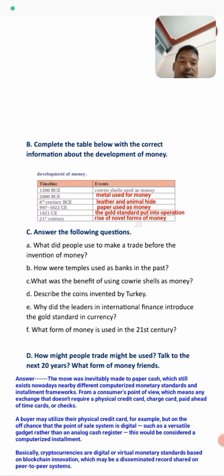Basically, cryptocurrencies are digital or virtual monetary standards based on blockchain technology, which is a distributed ledger shared on a peer-to-peer system. Students, we can guess that in the next 20 years, we will use cryptocurrency and the digital form of payment that we are still adopting. But in the next 10 to 20 years, we can see some advancement, new innovation and new technology, a new form of payment. And students, I think you have got all this, and it's the D number answer.